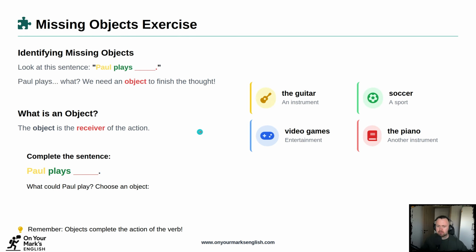Okay, let's have a look at this one. This time, we have a subject and a verb, but we have a missing object. And there may be more than one correct answer here, so bear that in mind. The sentence is, Paul plays what? Paul plays what? 5 seconds, choose your answer. The guitar, soccer, video games, or the piano. 5 seconds.